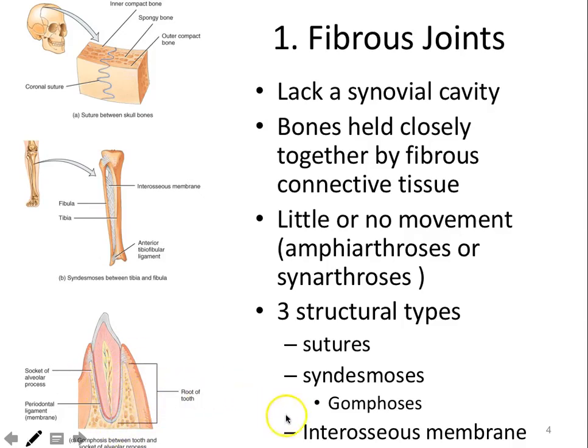Another type of fibrous joint is something called an interosseous membrane. Here's this sort of webbing-like sheet that you can see filling in the space between the tibia and the fibula. That would be the case of an interosseous membrane. It's basically fibers, again, holding these things in.